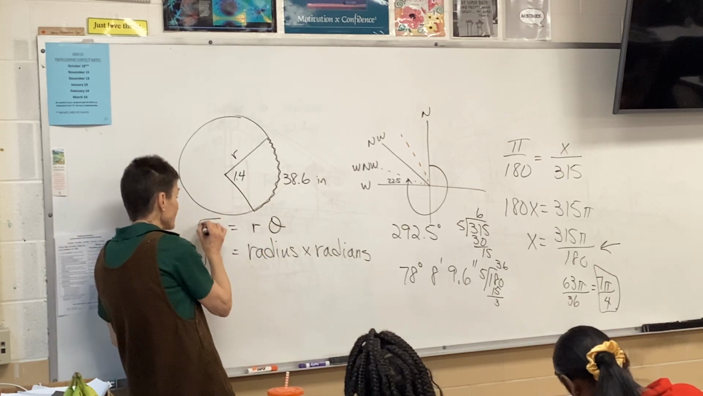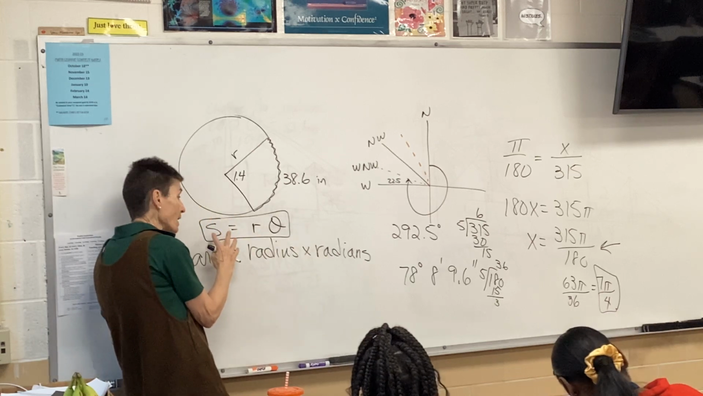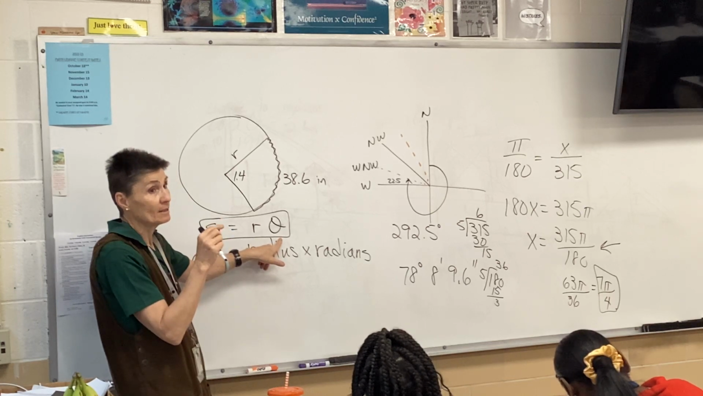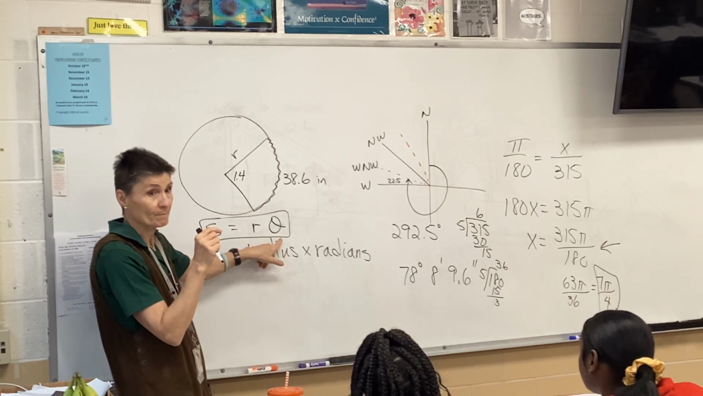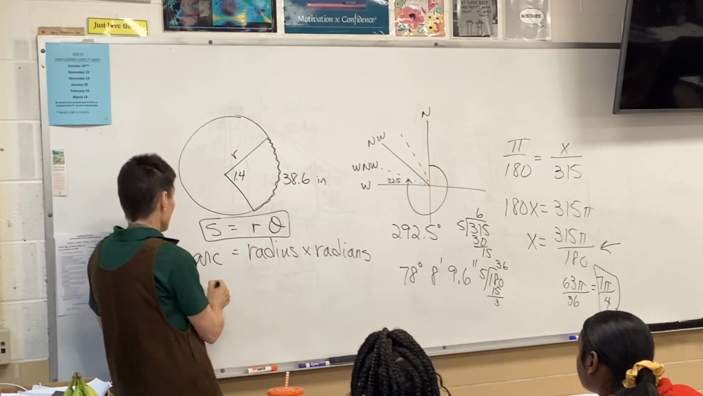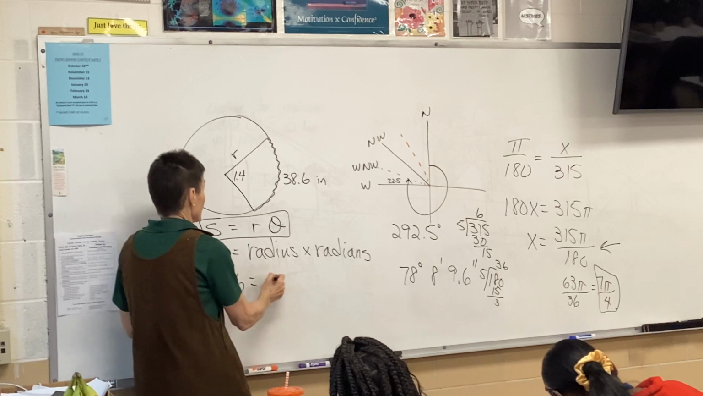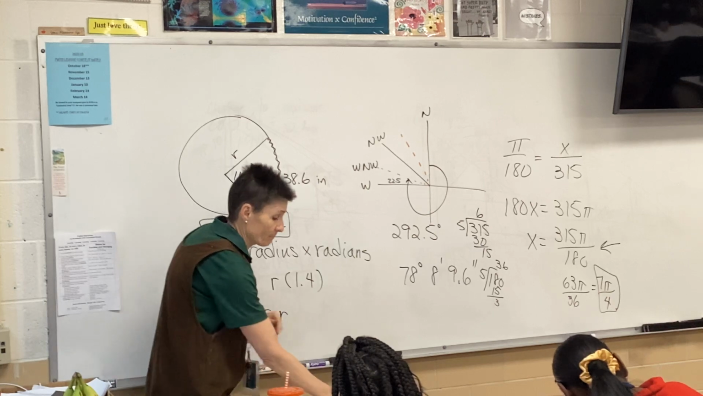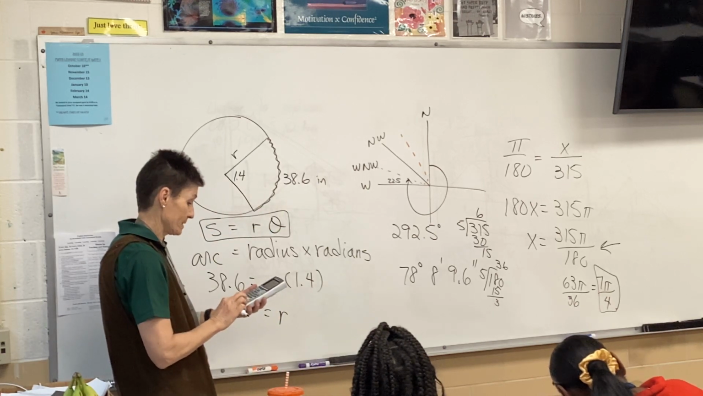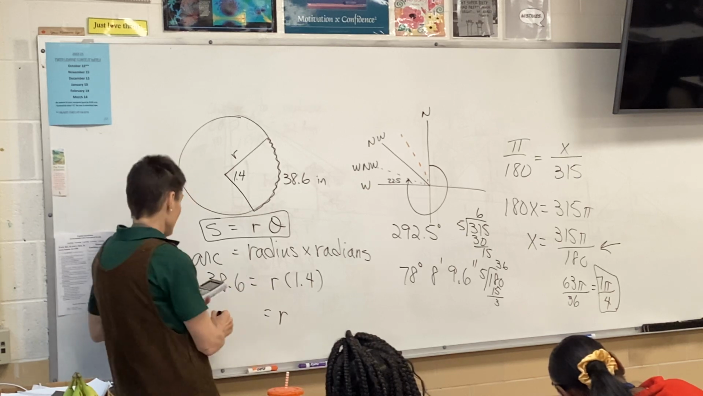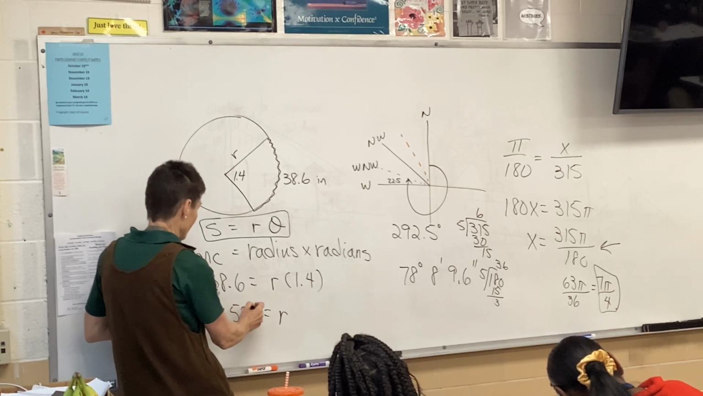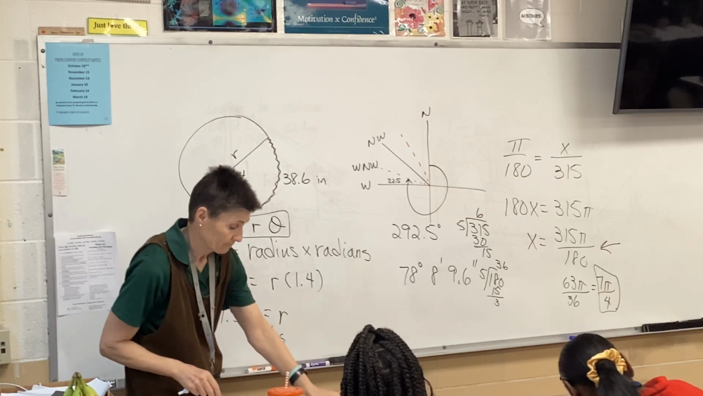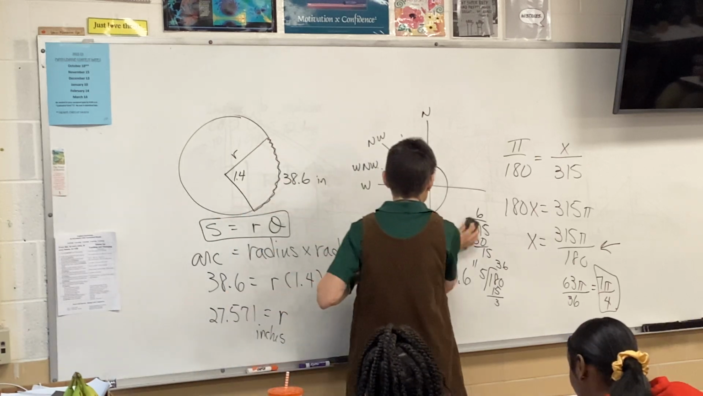So those of you that use this version of the formula, that's perfectly okay. It's the same, it's fine. But you do need to remember that theta has to be in radians, okay? Well, it is, so I'm good. So 38.6 equals r times 1.4. So r equals 38.6 divided by 1.4, 27.571 inches is the radius of the circle. Anybody have a question about that?